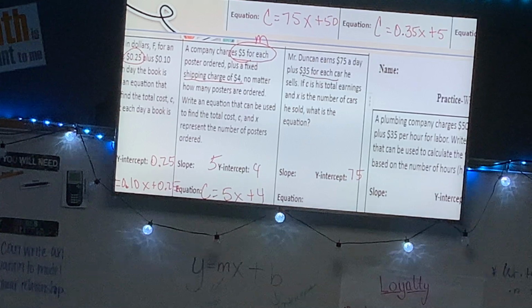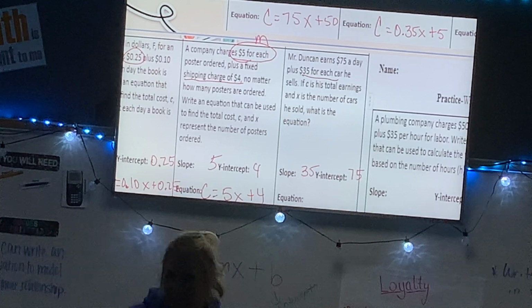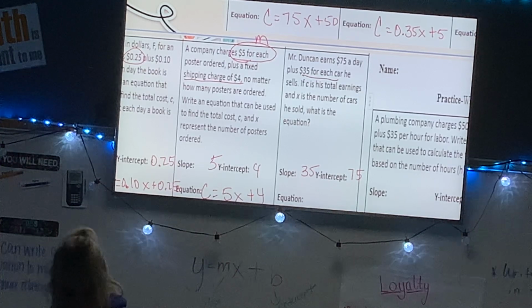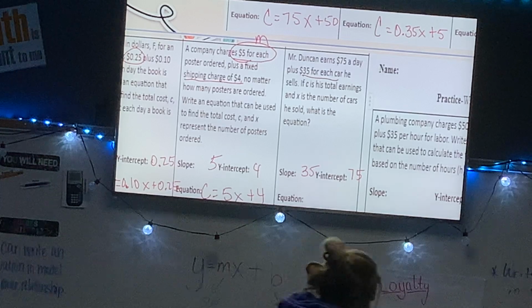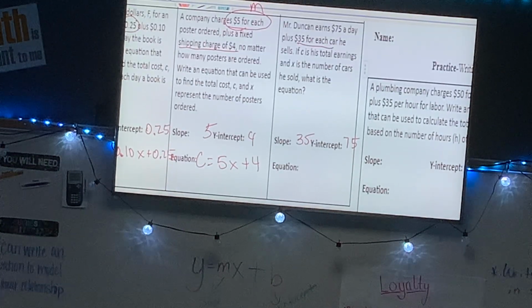And he gets 35 for each car. I promise car people make a lot more than that a day. A lot more every car they sell. They don't make just $35. I promise. Okay, so here we go.